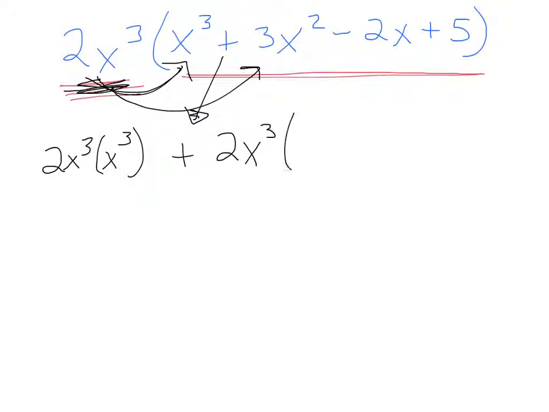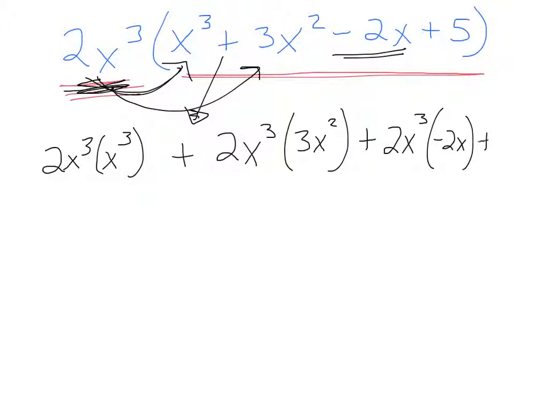2x to the third times 3x to the second. Again, plus. I'm writing plus because the integrity of the sign is located within the term that it defines. So we've got 2x to the third, the term on the outside, multiplying this negative 2x. And you have this still 2x to the third, multiplying this positive 5. So there we have it.